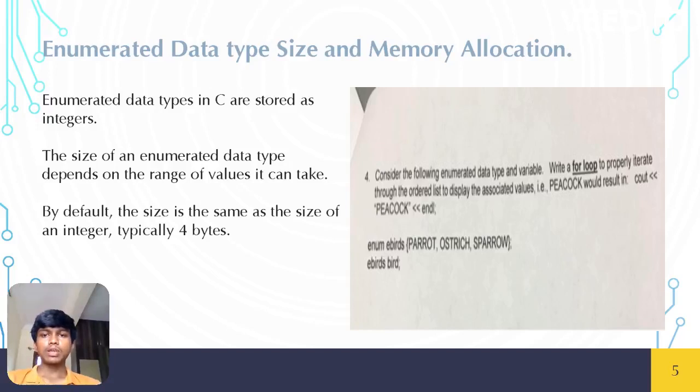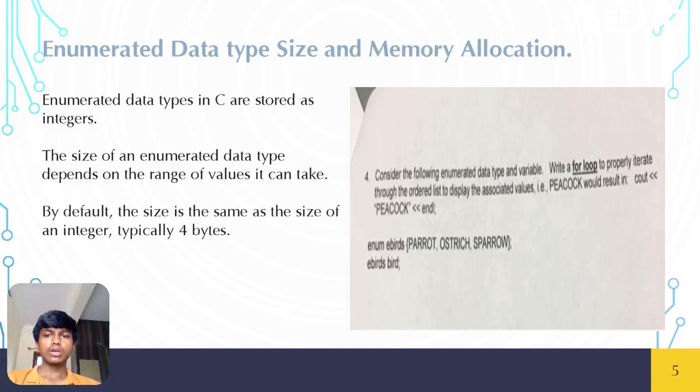Next is size and memory allocation of enumerated data types. The size and memory allocation of data types depends upon the programming language and the compiler being used. However, enumerated data types are usually represented by integers. In most programming languages, they typically have the same size as integers, which is commonly 4 bytes, equal to 32 bits, or 8 bytes, or 64 bits. The size ensures the enumerated data types can hold a wide range of integer values, and they are often stored as integers, so they are allocated memory accordingly.